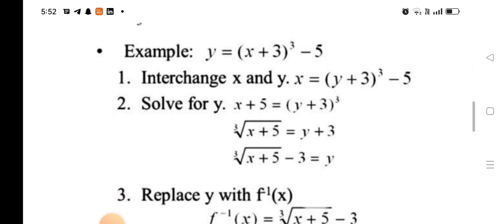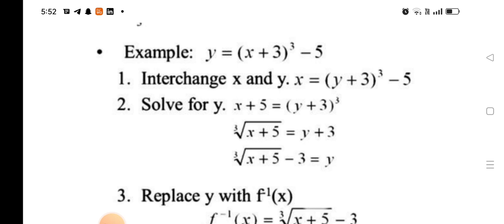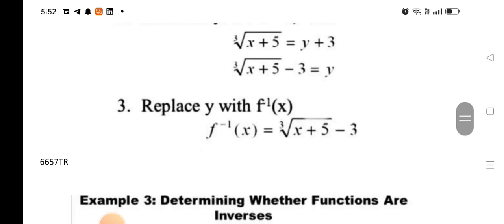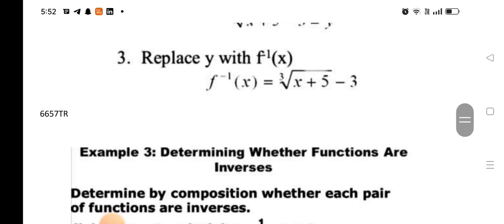And this one is another example: y equals (x plus 3) to the power 3 minus 5. First of all, I change x with y and y with x, and then I want to get rid of the power 3. Then I put negative 5 to the other side as positive 5. Then cubic root on both sides, and to isolate y, it's going to be like this. Change y with f to the power negative 1, the inverse, and it will be like this. Okay.